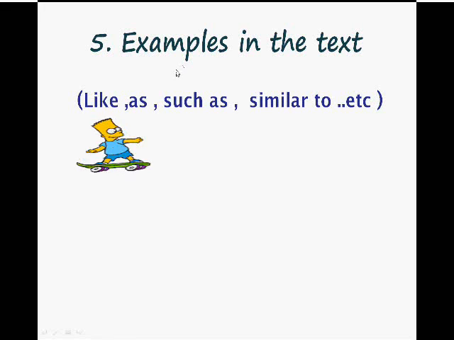Also, we have another context clue, which is when we have examples in the text. Like when they use the word like, or as, or such as, or similar to, and there are other words. They say something and they explain it more in a sentence or in the paragraph. And when you explain more or give more examples, you use such words: like, as, such as, similar to, and so on. So if you know that when I use these words, I'm giving more examples, then it will be easy for me to guess the meaning of the word.